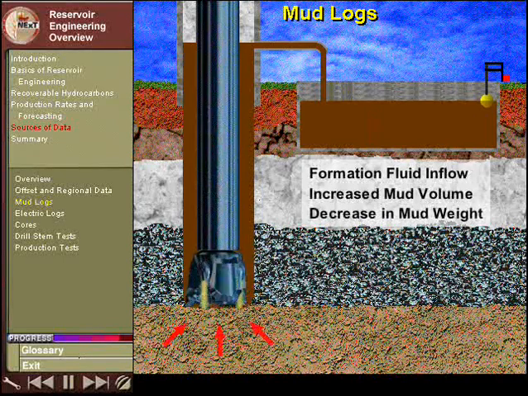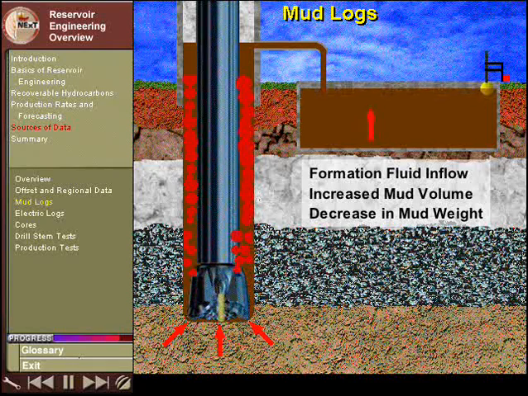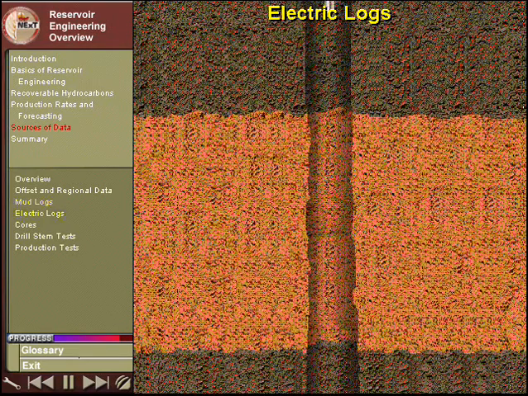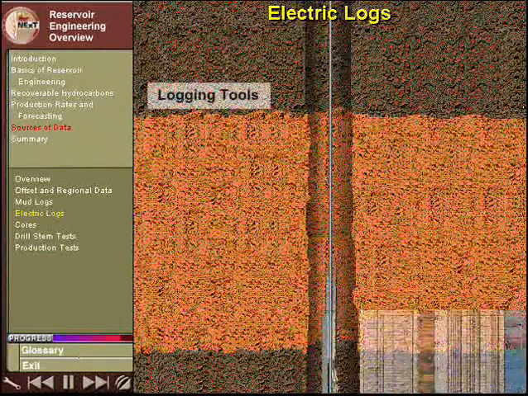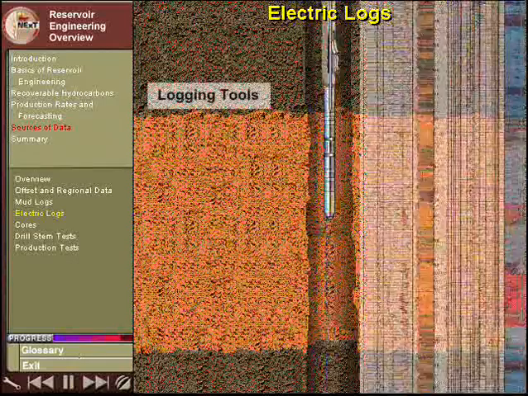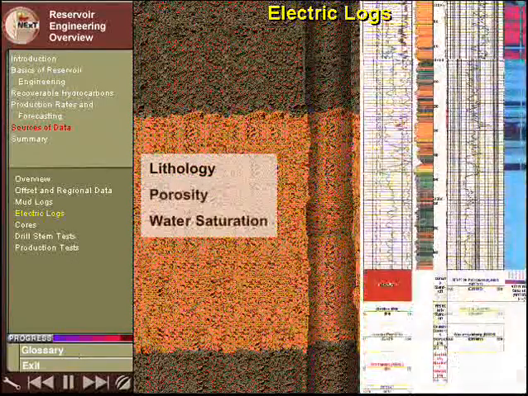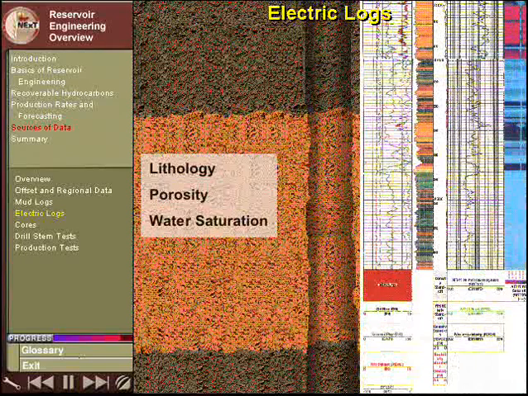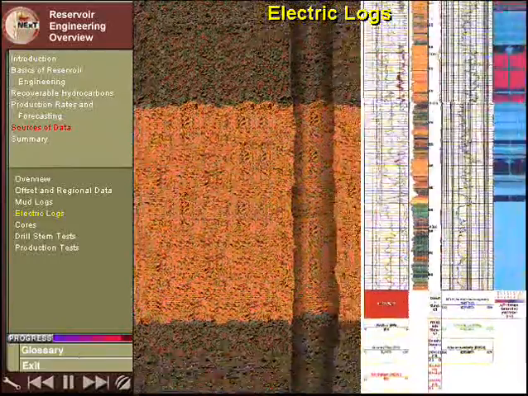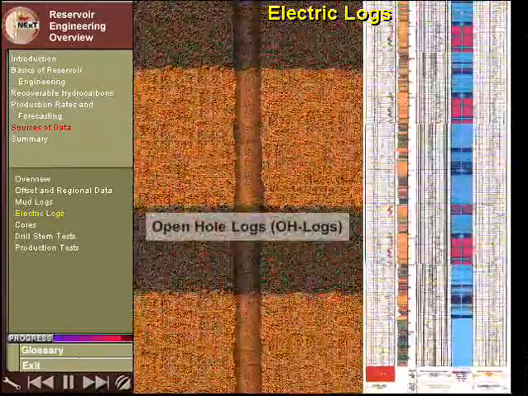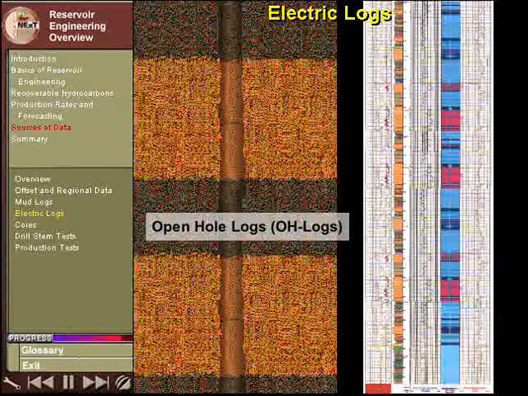Any significant inflow of fluid into the well will show up as an increase in the mud volume or a decrease in the weight of the mud. Once a well is drilled, special tools to investigate the formation are run into the well on wireline. These tools are called logging tools. They produce electric logs. Logging tools provide a great deal of information about the well and the reservoir, such as lithology, porosity, and water saturation. When logging tools are run into the well before casing is run, they are called open-hole logs.